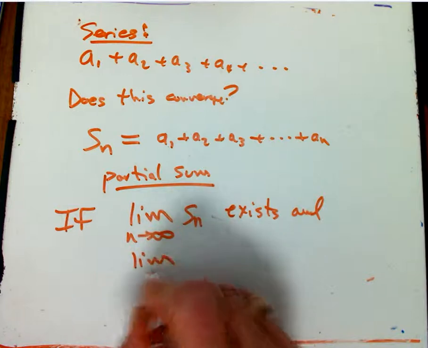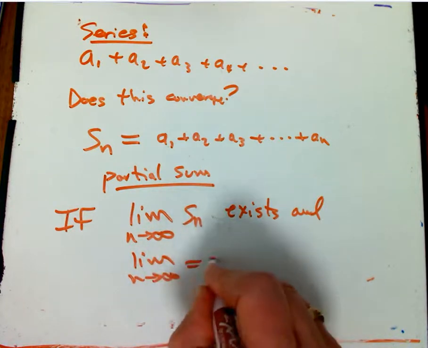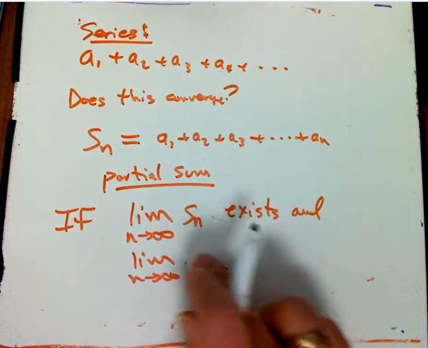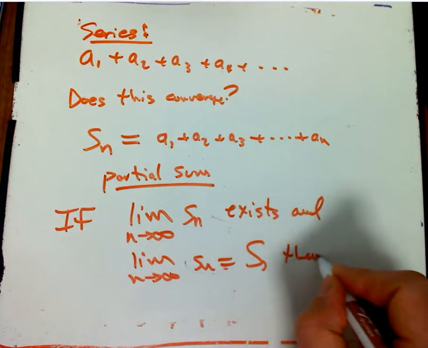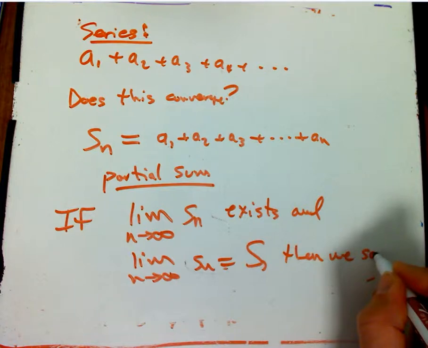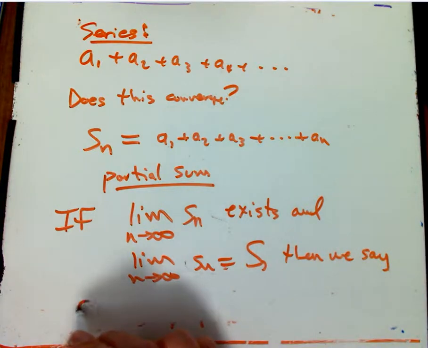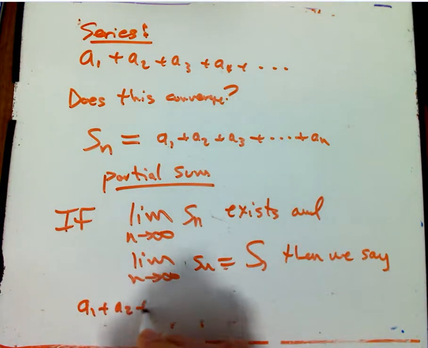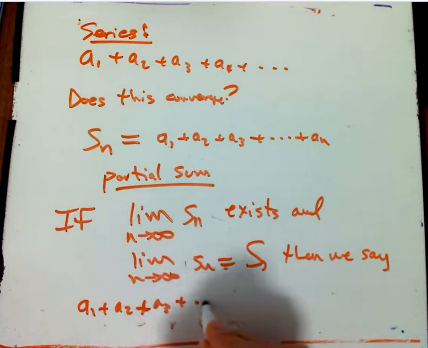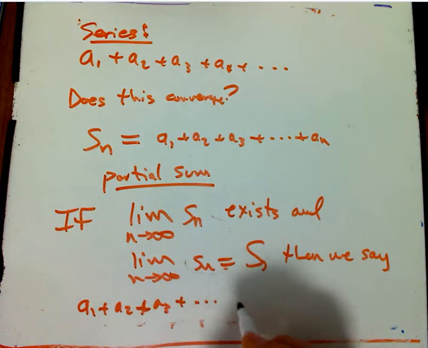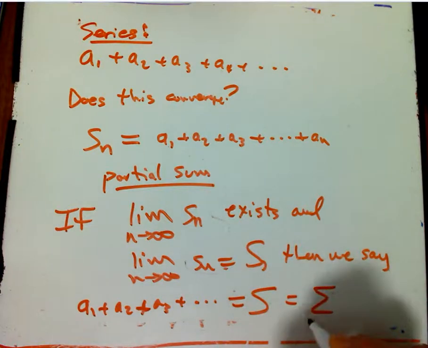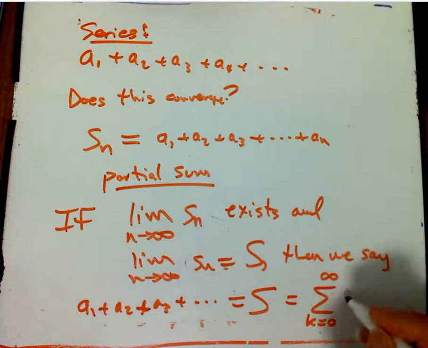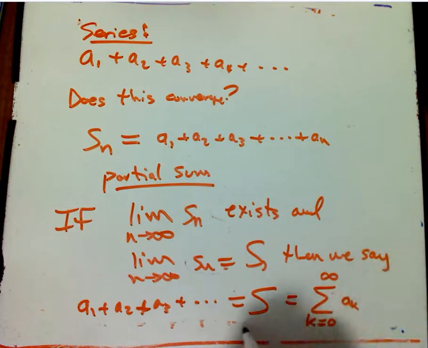and let's say it's equal to S, then we're going to say that A1 plus A2 plus A3 and not stopping is equal to S. And we would also use the notation, let's bring a dummy variable in, k equals 0 to infinity of A sub k is equal to S.